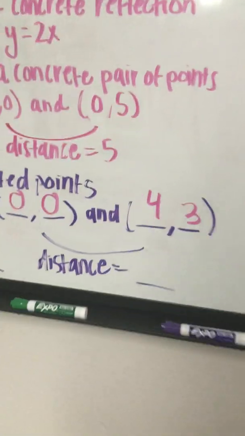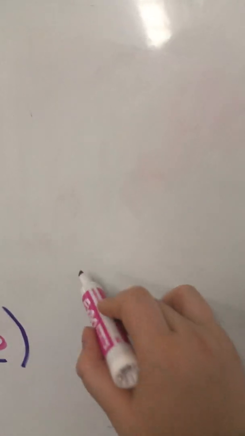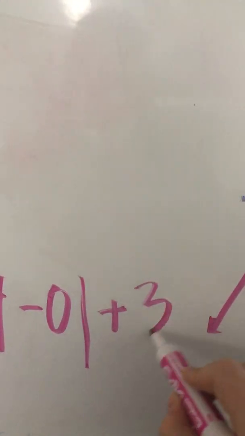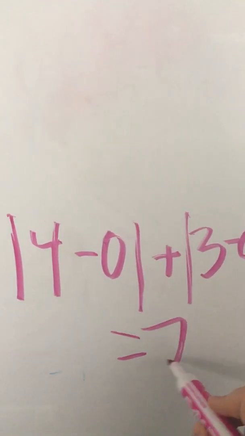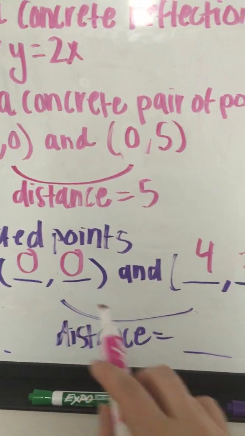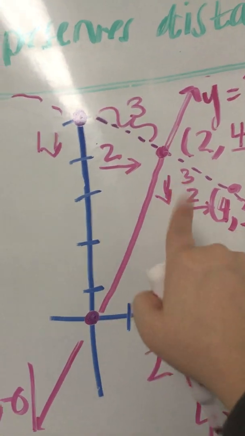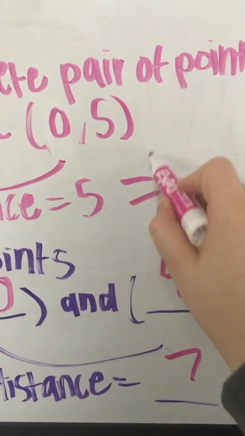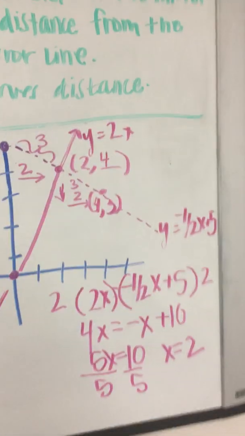So now all we have to do is find the distance and see if it's the same distance. So we're going to use absolute value for that to avoid all negatives. And we can see that this equals 7. So the distance between these two points would be 7, which is not equal to 5. So it's not an isometry.